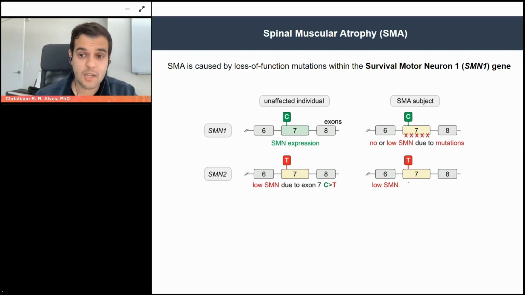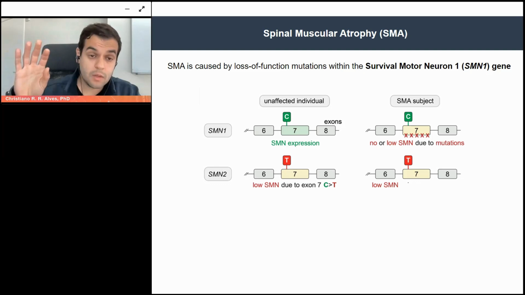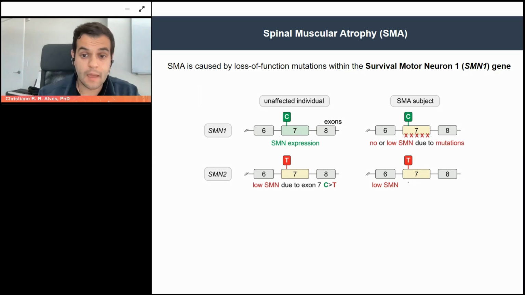That's the genetic basis. So basically, we have mutations in SMN1 that cause the disease, and we have this backup gene, SMN2, that can help to maintain some functional protein in the body.